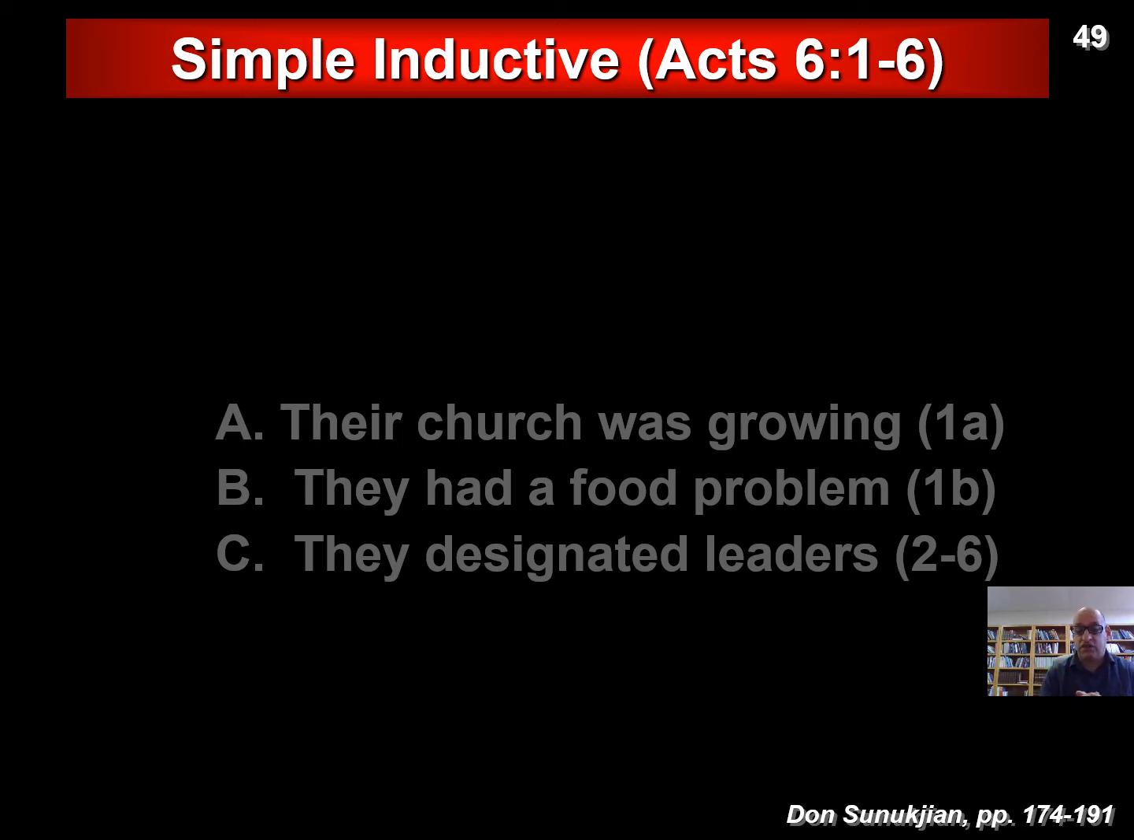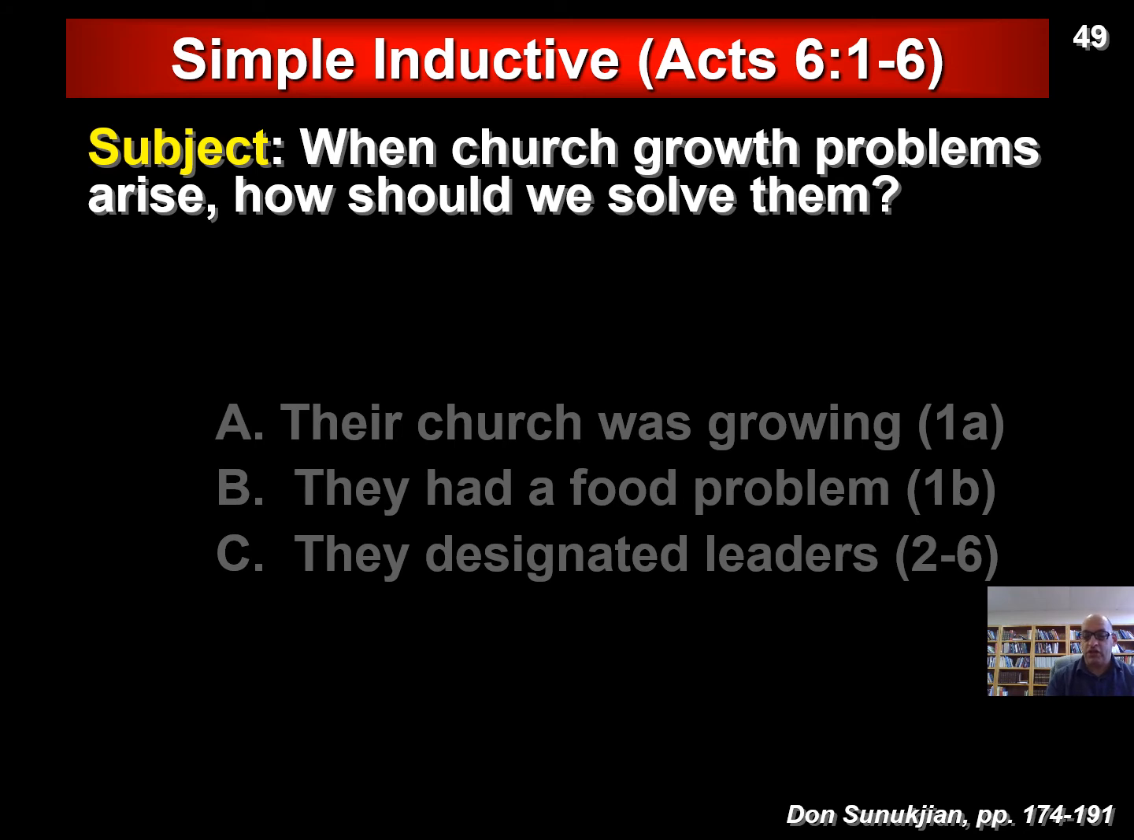So the church was growing. That's what we learned in chapter 6, verse 1. They had a food problem, and you can see that in some ways this is very inductive and also textual at the same time, going right to the heart of the passage. And as Don Sunukjian suggests here, I'm looking at what the passage is saying and I'm taking it at face value. And then what's the result? Well, the result is they choose the 7 men, and then they become the leaders over this assigned ministry area. So what's the subject here? The subject is when church growth problems arise, how should we solve them?